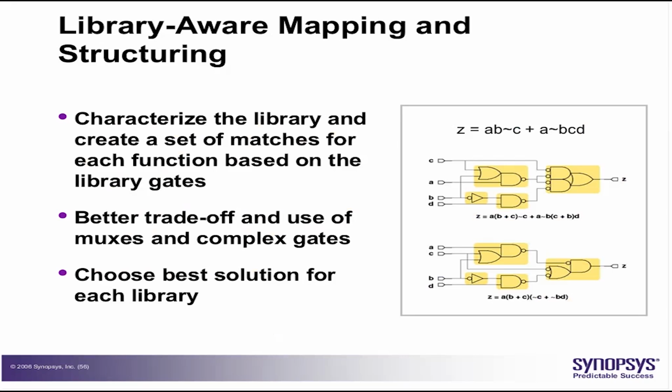Now, this is again a very important thing: library aware mapping and structuring. What DC Ultra does is that the first time you run, it will read in the library before reading in the design. So when you read the design, it will first read in the library, and it will characterize the library and create a set of matches for each function based on the library gates available in the library, right?